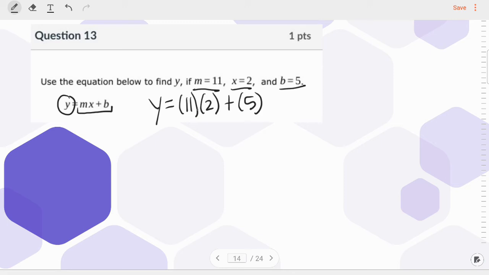Let's look at this problem. I have multiplication going on and addition, doing the multiplication first. 22 plus 5, that's 27. So y is equal to 27.